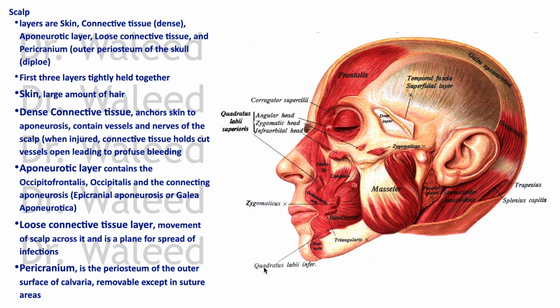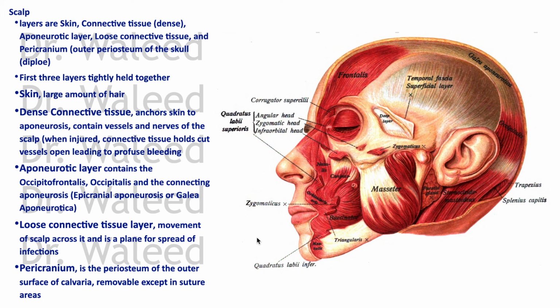The last subject will be the scalp. The scalp is a series of layers, starting with the skin, then a dense layer of connective tissue, and a layer of aponeurosis, then a loose connective tissue, and then the periosteum, or the pericranium, of the skull.